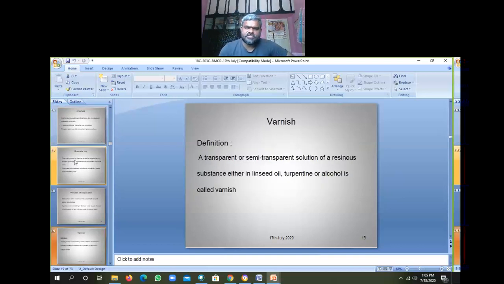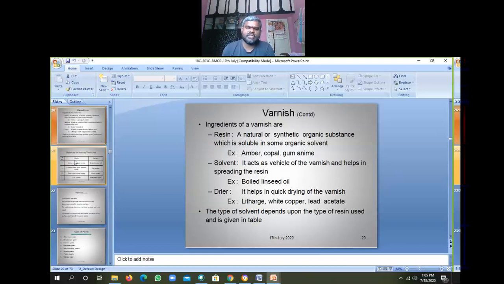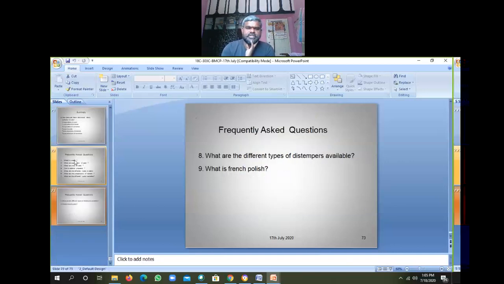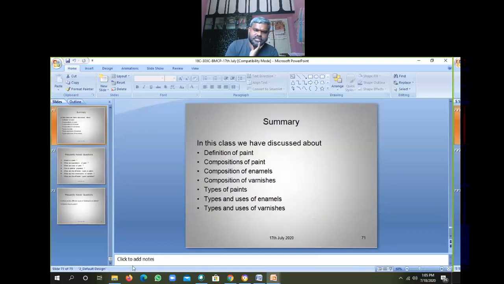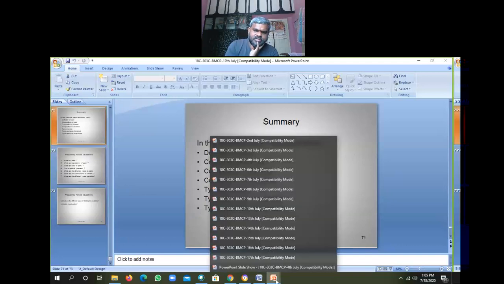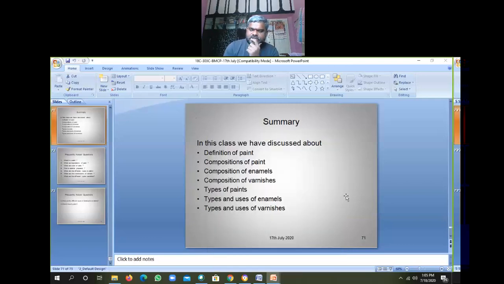In application of varnish also we have seen. Varnish means a transparent or semi-transparent solution of resinous substance in turpentine or alcohol, and the ingredients of varnish are resins, solvent, and different dryers also, right? This is what we have seen in the last class. This is the end of the sessions we have seen in the last class.